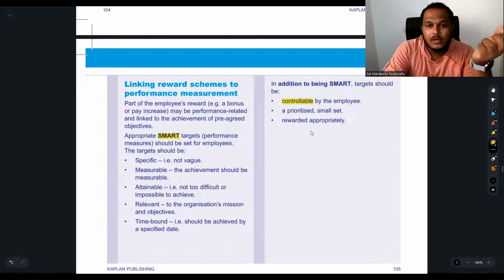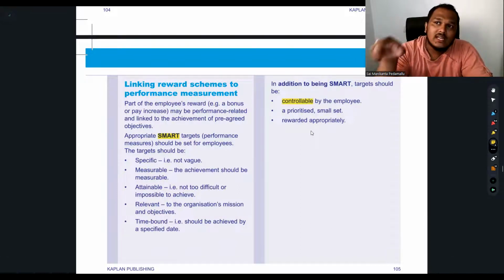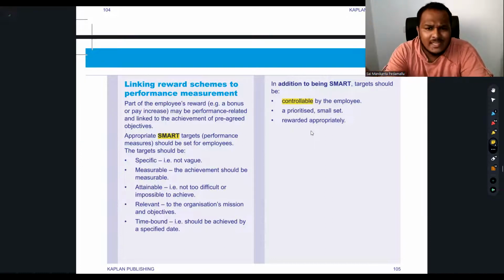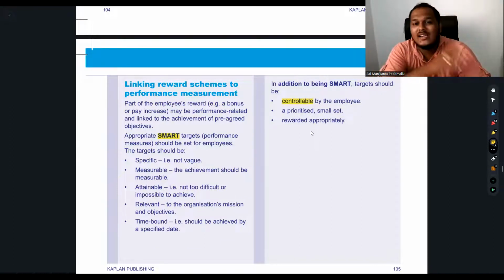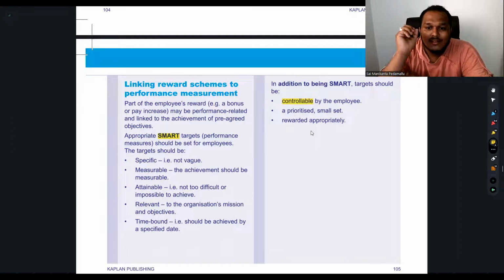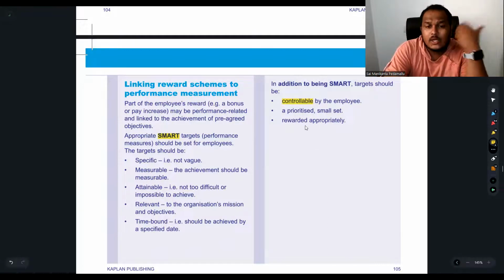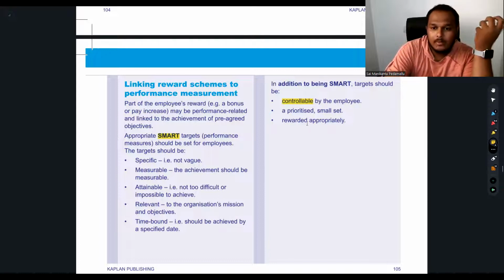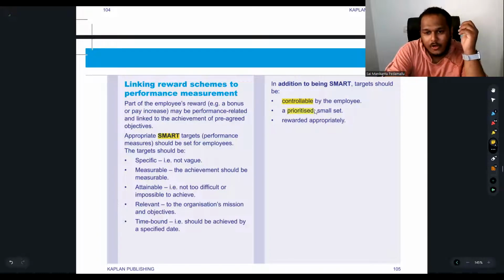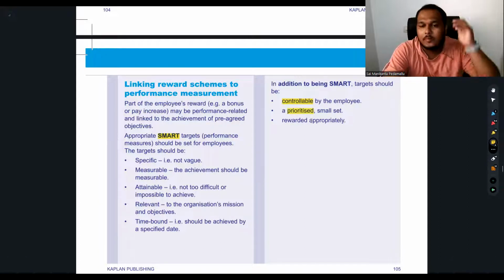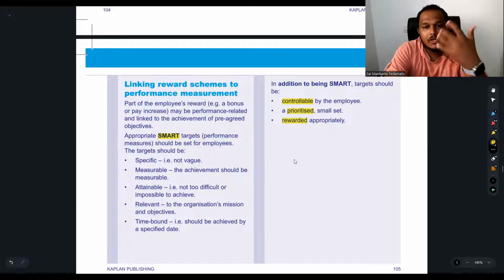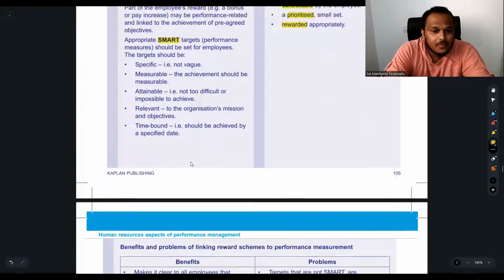You cannot tell your employee that if, suppose tomorrow, India wins the match against Zimbabwe, since the India Zimbabwe match is going on right now, right? If India wins tomorrow's match against Zimbabwe, you will get a 10% hike. It is uncontrollable by the employee. It is out of their reach. So such kinds of targets should not be there. The targets should be controllable by the employee, and there should be properly prioritized targets. Like this is most important, this is second important, this is third important. There should be priority, and then they should be rewarded according to the targets that they have achieved.